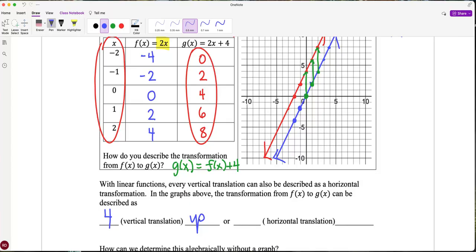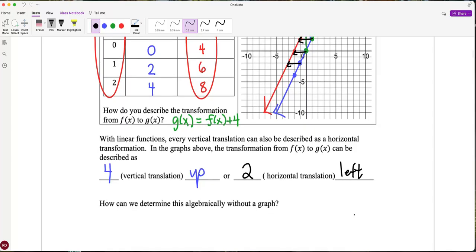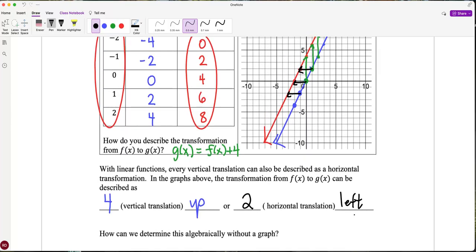Now, what I can also do is look at the transformation going left. So what I see here is that this is 2, and it's a horizontal translation to the left. It's a different way of describing this transformation. So I've got 2 ways of describing this transformation.